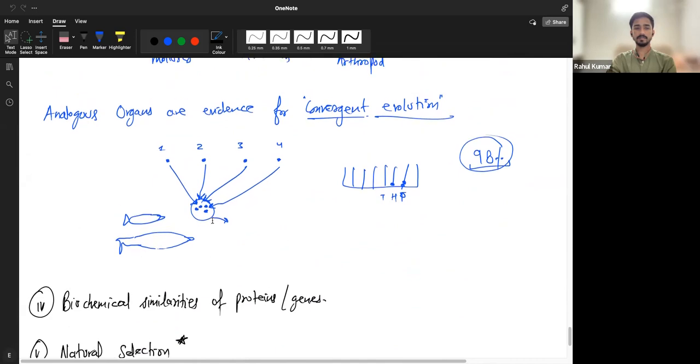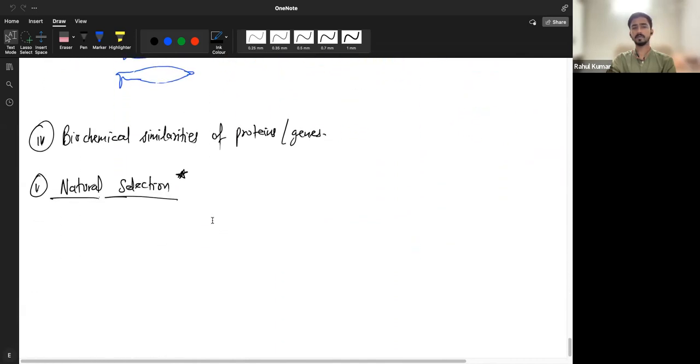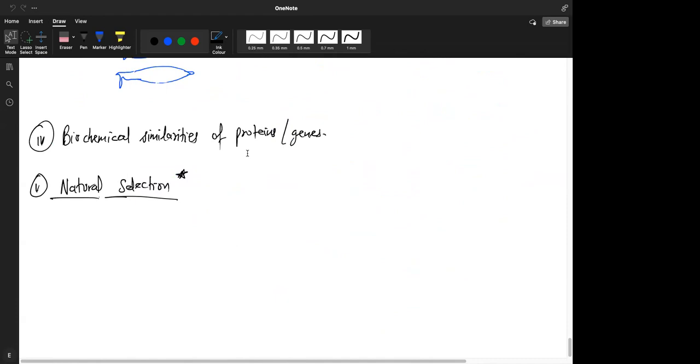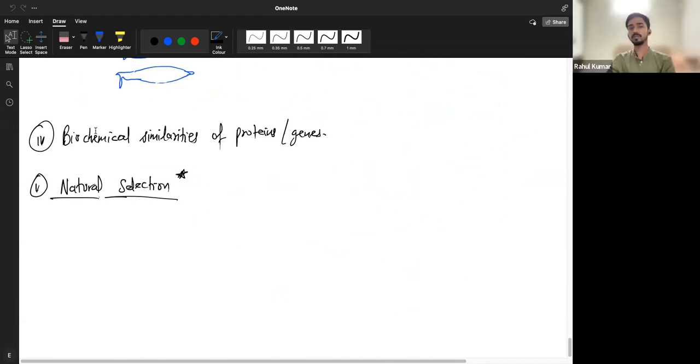And the last one, did I not tell you about the biochemical similarities of proteins and genes? I think I just told you that in one, so we are not going to do this in detail, because if I elaborate, it's going to take a whole class in itself. Just know that there are biochemical similarities of proteins and genes.